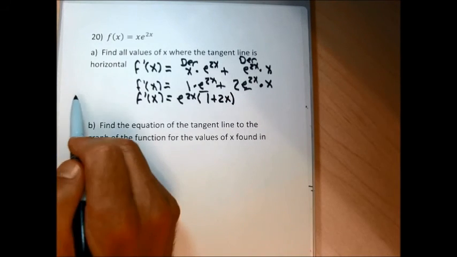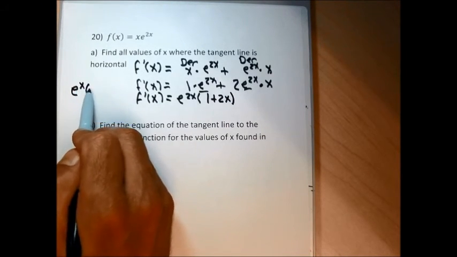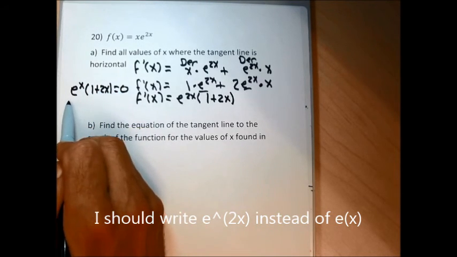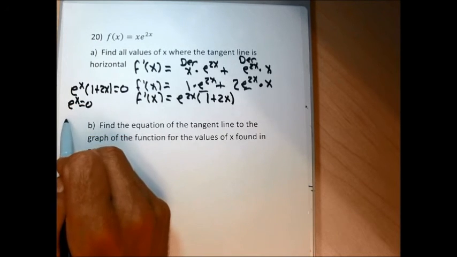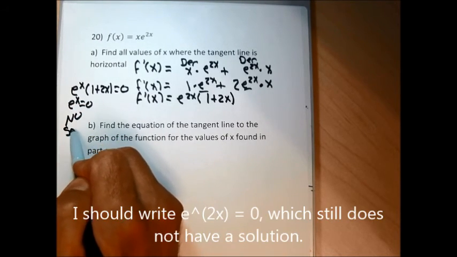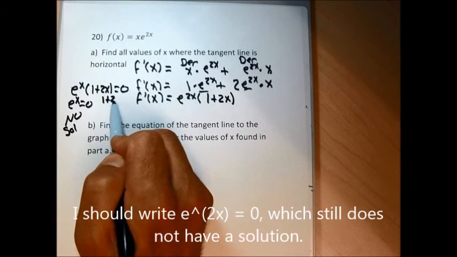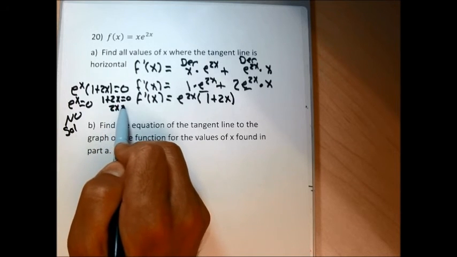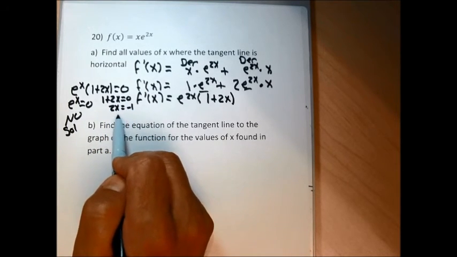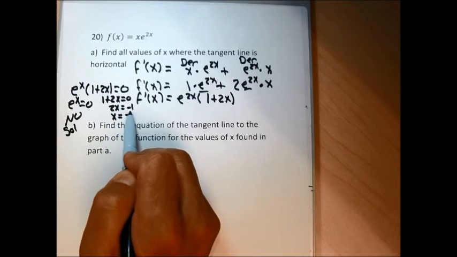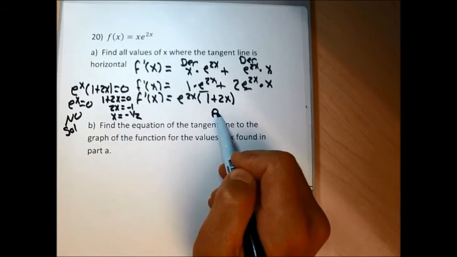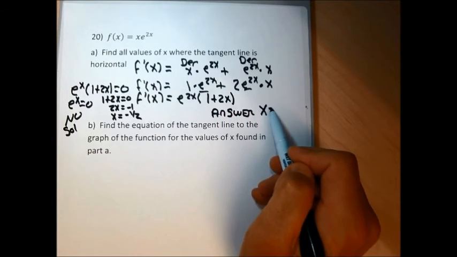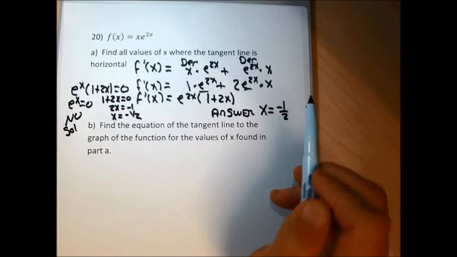Now I want to set this equal to 0, so I'm going to go e to the x times 1 plus 2x equals 0. Then I go e to the x equal to 0, and we know that doesn't have a solution. And I do 1 plus 2x equal to 0. To do this, you minus 1 from both sides, and you get 2x equals to minus 1. And you divide both sides by 2, and you get x equal to minus 1/2. That's the whole answer to part A. X equal negative 1/2.